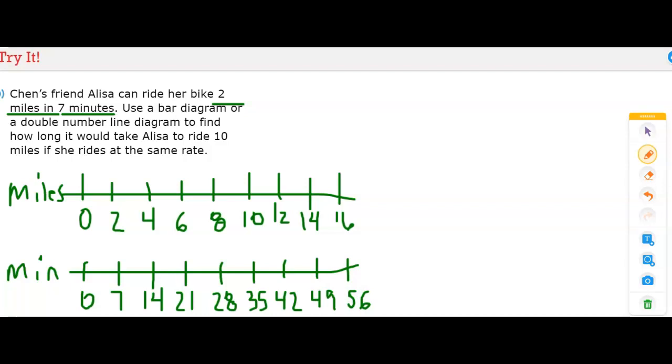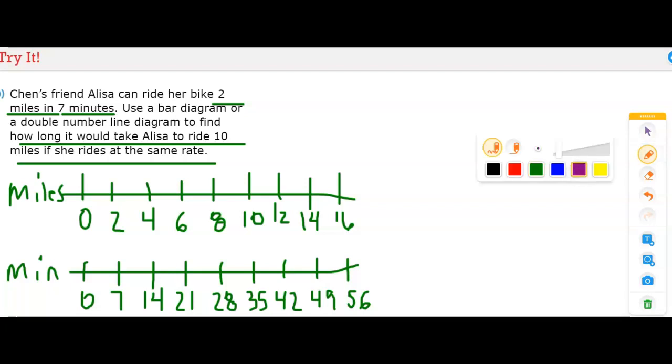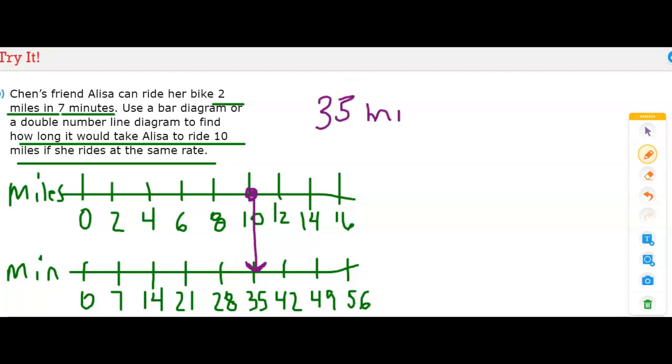Okay, so now we are asked how long it would take Alyssa to ride 10 miles if she rides at the same rate. So we're going to find 10 miles. That is right here. And we're going to go straight down to see how many minutes that is. And what time is that? 35 minutes. So at that same rate, it will take her 35 minutes to ride 10 miles. So 35 minutes would be the answer to the question.